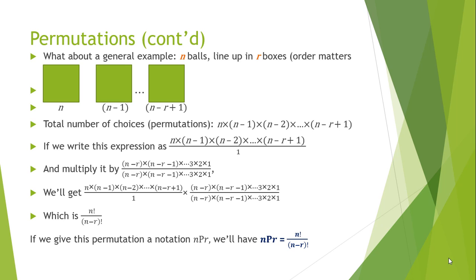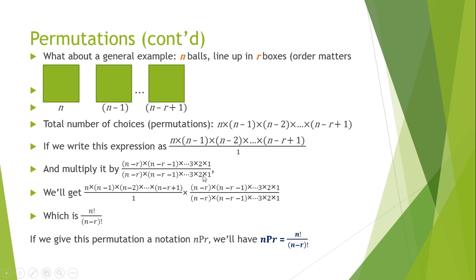So now, let's multiply it by the following expression. This expression seems meaningless because the numerator and the denominator are identical. But this is exactly how we want it. So in this case, we multiply this expression both up and down, and now we combine them together. So the numerator becomes n times n minus 1 times n minus 2 times all the way to n minus r plus 1, and continue times n minus r times n minus r minus 1 all the way to 1. And in the denominator, we will only have the expression itself.